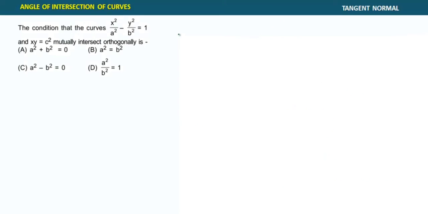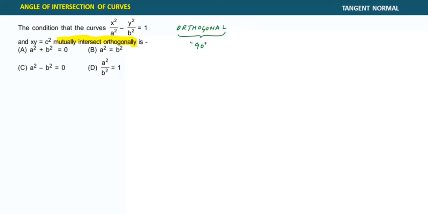Now let's take another problem on angle of intersection of curves, and this is basically for orthogonal curves. You are given that you need to find the condition when these two curves mutually intersect orthogonally. Do you remember we studied this concept of orthogonality in circles? Orthogonal circles we did. So what do you mean by orthogonal? Orthogonal is nothing but 90 degrees. We also say that X and Y are orthonormal axes.